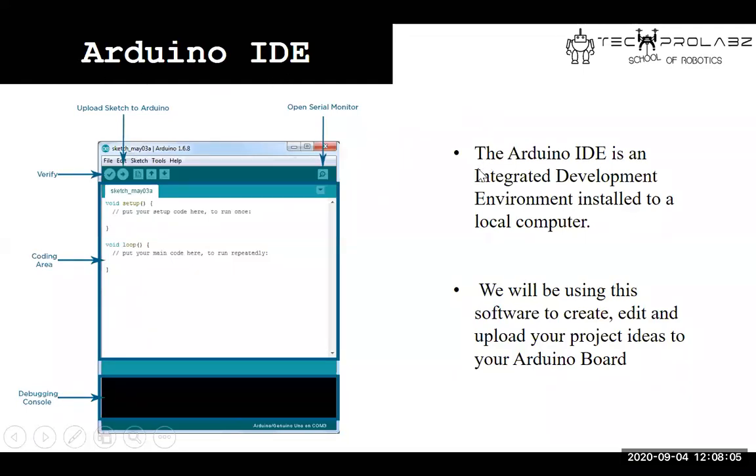You can see Arduino IDE is an integrated development environment. This is the full form of IDE. Any programming language you write, whether C or Python, the environment is called an IDE. We will be using this software to create, edit, and upload project ideas to Arduino, right? Whatever project we are trying to make, we can upload using this software. This is how it looks when you download it and open it. I will tell you where to download it from.